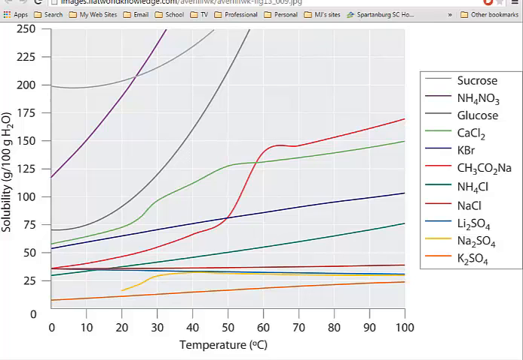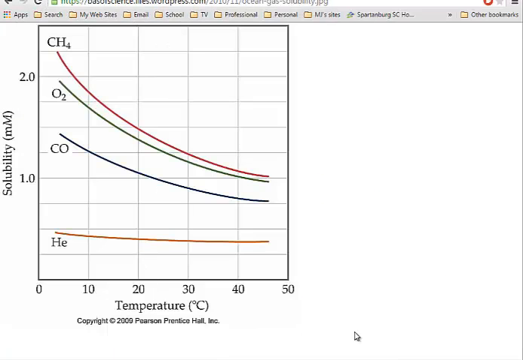All right. Let's take a look at these. What would the physical state of these chemicals be? They're all gases?